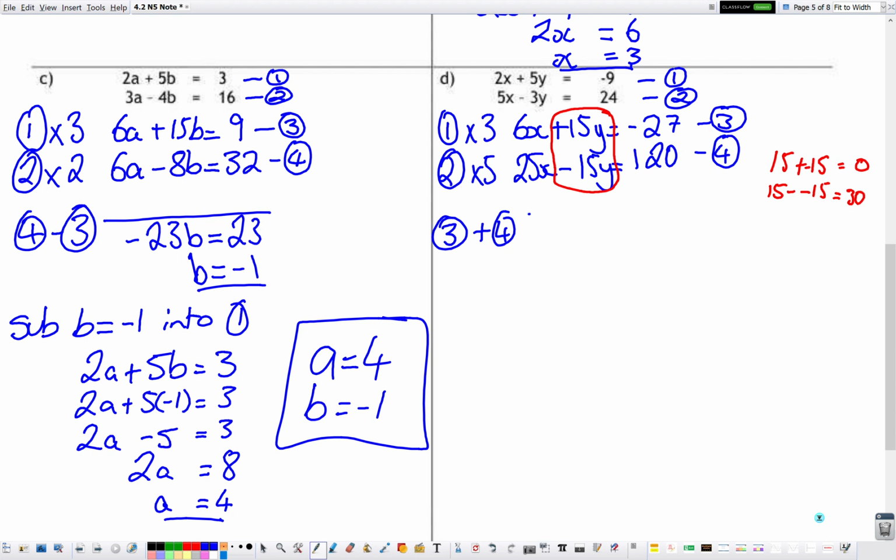Okay, so 25x plus 6x, or 6x plus 25x, is 31x. 15y plus minus 15y is eliminated. Minus 27 add 120 is the same as 120 take away 27. So that's going to be 93. So 31x equals 93. It's not actually that complicated because that does divide into that relatively easily. It is just 3. So x equals 3.